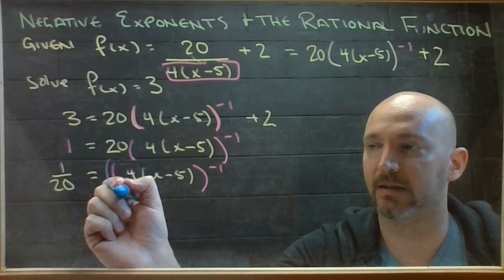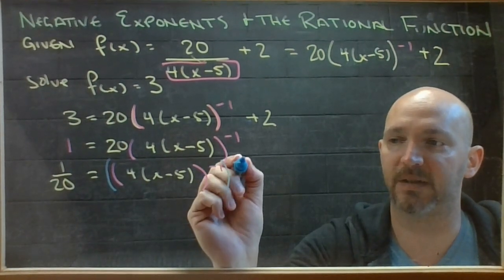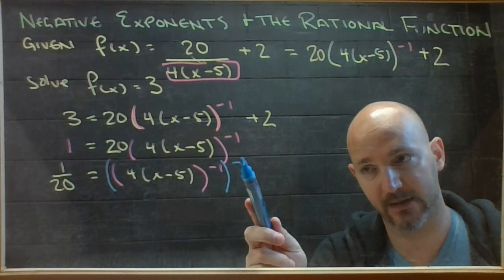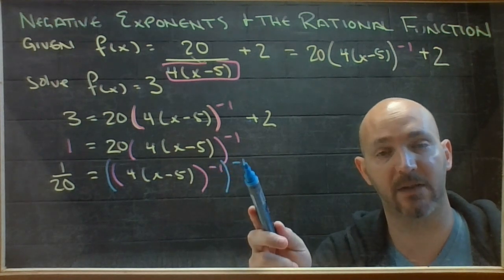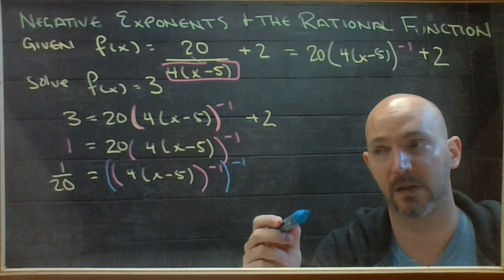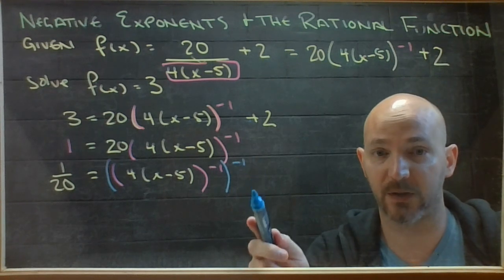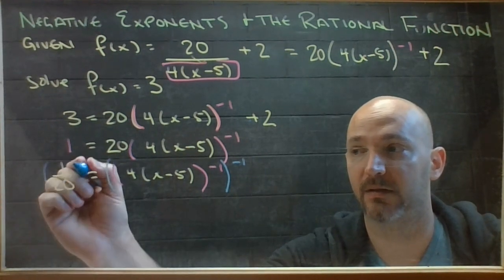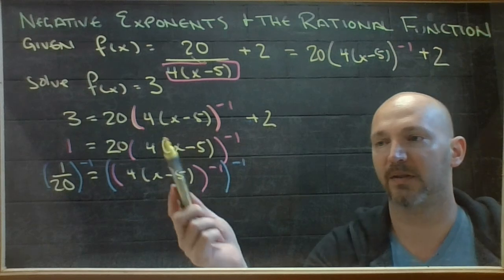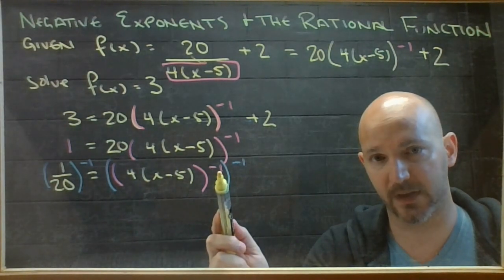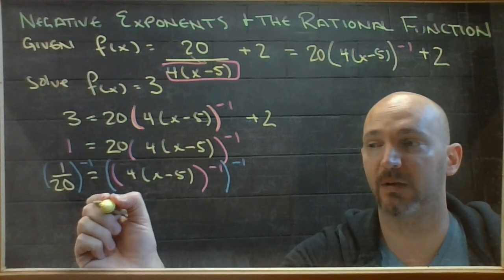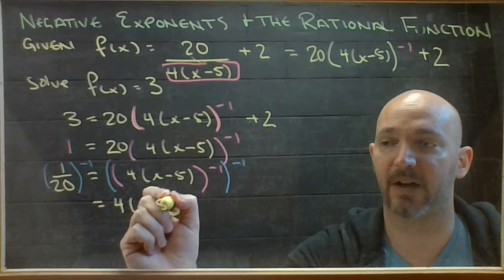If I take this side and I put the exponent -1 on it, exponent laws say I have to multiply this by this. And -1 times -1 is 1, which will end up eliminating that exponent. You can't just do it on the right side though. You have to do it on the other side as well. So this pink exponent -1 has been neutralized by the blue exponent -1, leaving only 4x minus 5.